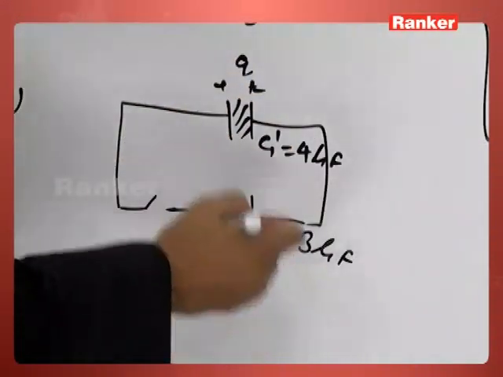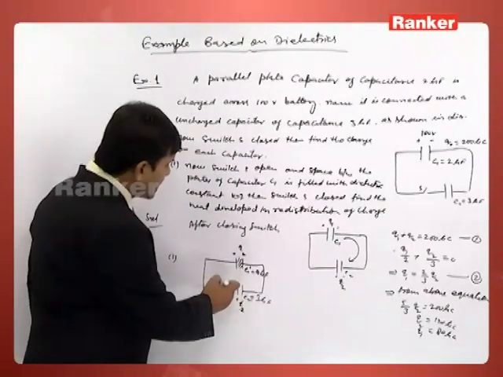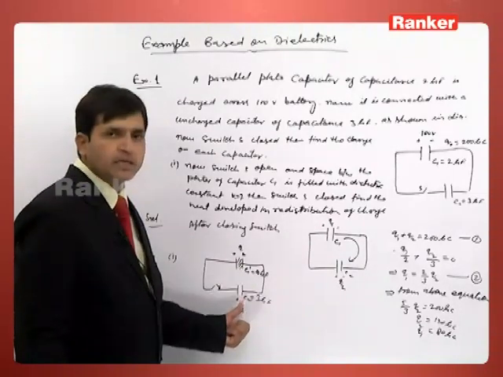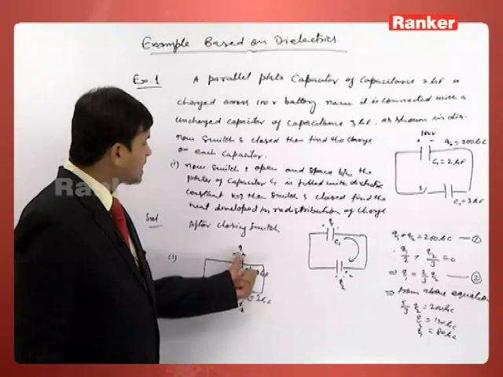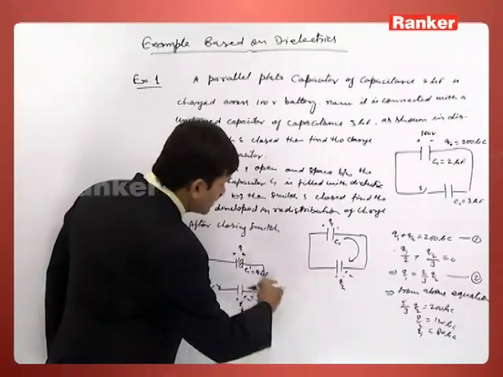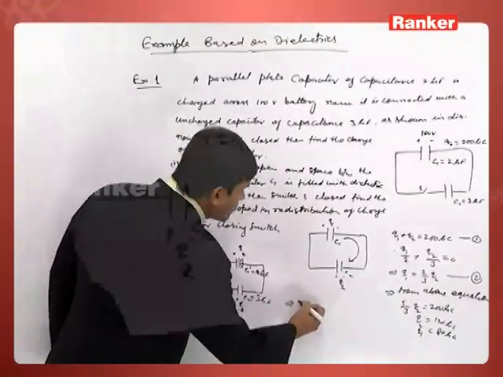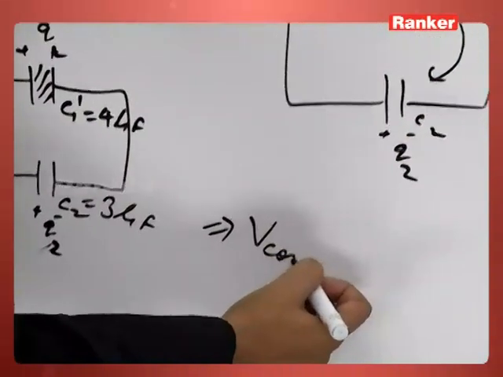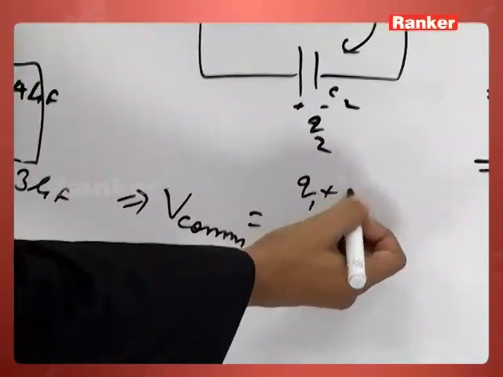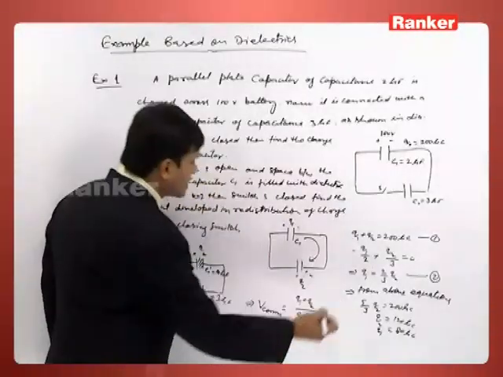After filling the dielectric constant, now when the switch S has been closed, then again because of the change in the potential difference between these two plates, due to the effect of dielectric, charge again redistributes. So when charge again redistributes, then in this process we can calculate the common potential, V common, which is equal to total charge Q1 plus Q2 by total capacitance C1 plus C2.